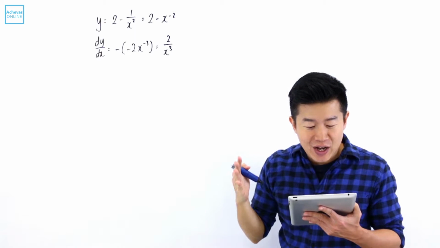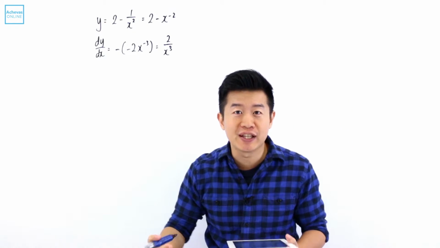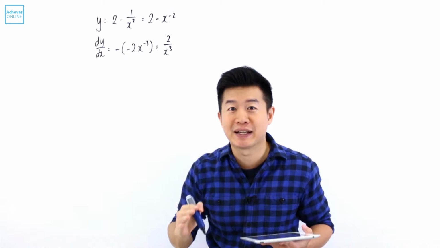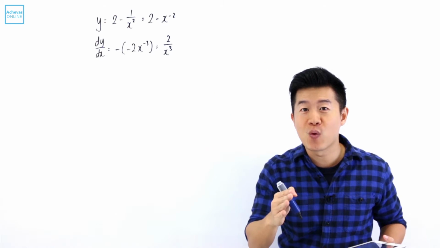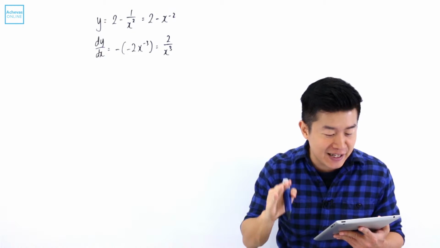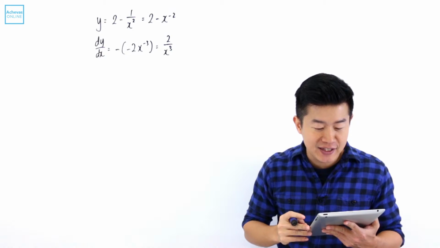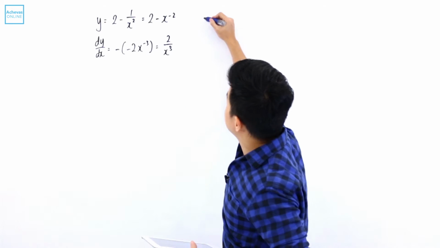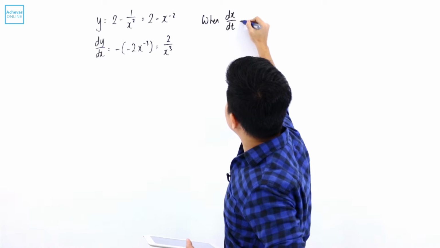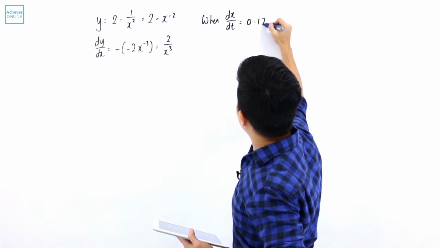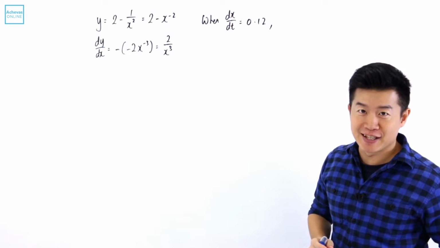We want to find the y-coordinate of the particle, and this will involve the rate of change equation. Rate of change is always the rate of change at a particular instance, which means that at this particular instance, we want to find the y-coordinate of that particle. The instance that the question is talking about is when the x-coordinate is increasing at 0.12. That means it is when dx/dt is equal to 0.12. We want to find the y-coordinate of the particle at this instance.